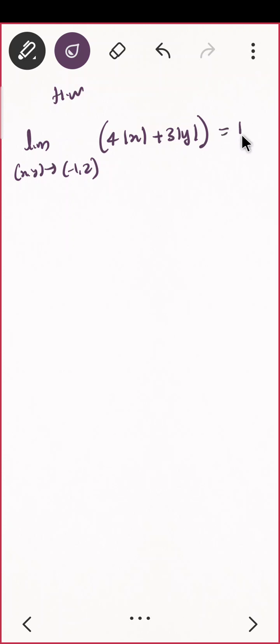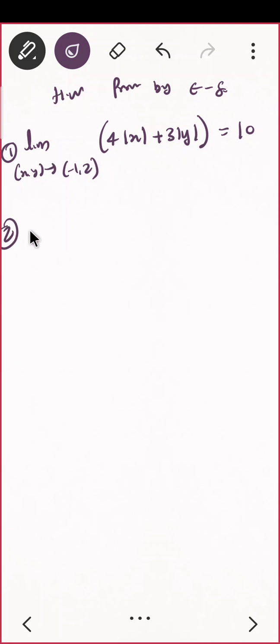Limit as x, y tends to (-1, 2) of the function 4 mod x plus 3 mod y, this is equal to 10. I am saying 10, but you should check: just put the values and see. 4 plus 6, that is 10. Prove by epsilon delta. This is the first one.